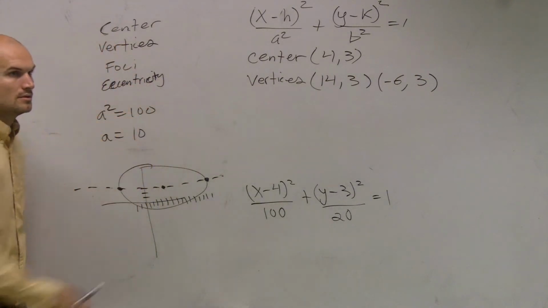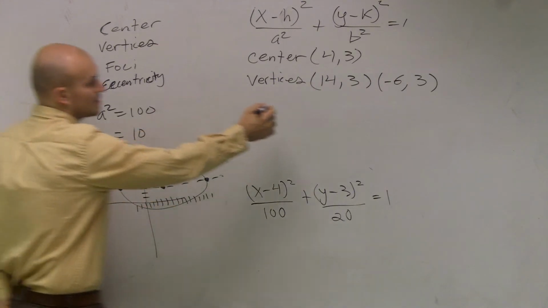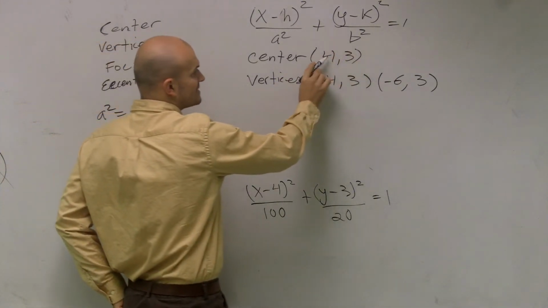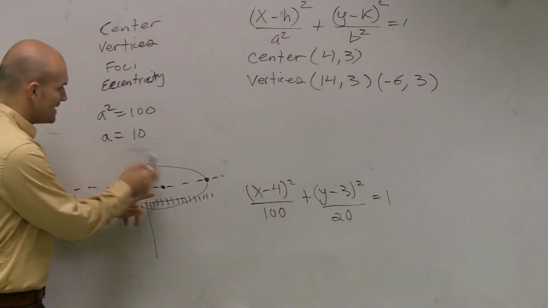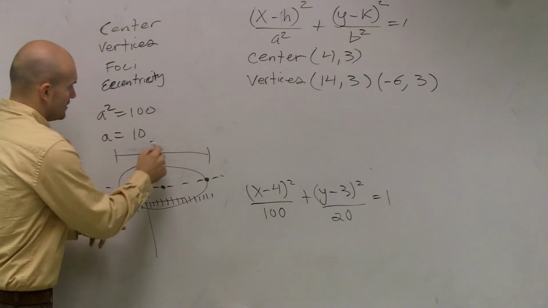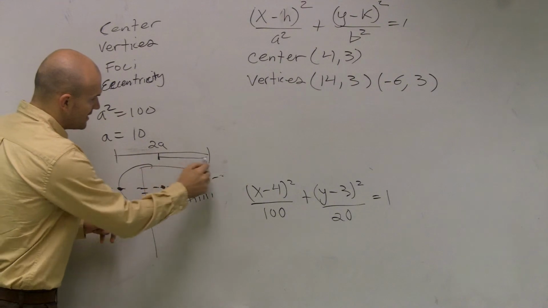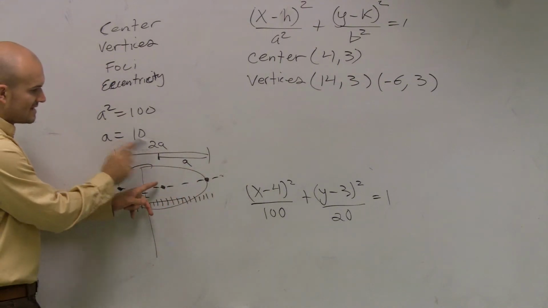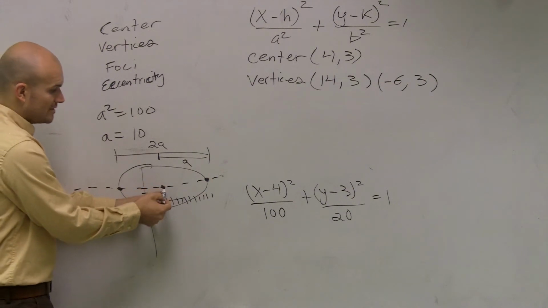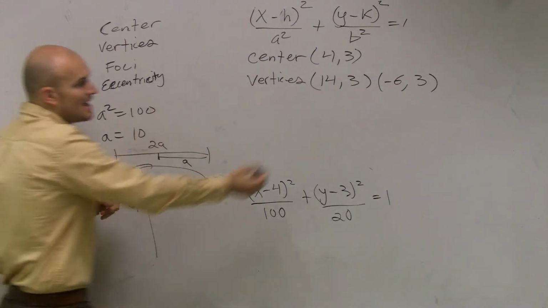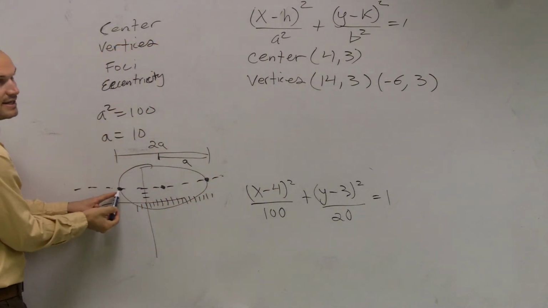Question? How did you get the -6, 3? Okay, all I did was I just added 10. Here's my center, right? My center's at 4, 3, and I determined a. Remember, this distance is 2a, right? That's what we learned. So that means this distance from here to here is a. So if a is 10, all I did was add 10 to the x coordinate of the center. When you have 4, 3 as your center, you add 10, you get 14, 3. When I take 4, 3 and subtract 10, I get -6, 3.